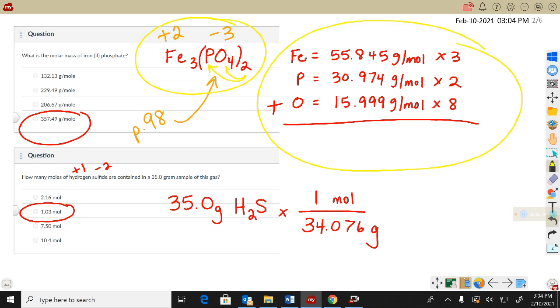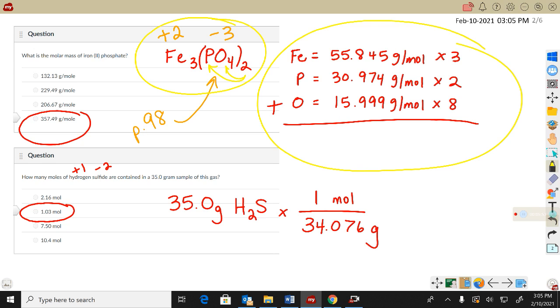Then when I'm ready to do a mole conversion, you start with the amount that you're given. Somewhere you'll be given a number, a unit, a substance. This is 35 grams of hydrogen sulfide. All right, so I got the formula. There's going to be 2 hydrogen and 1 sulfur, so that my compound is neutral.